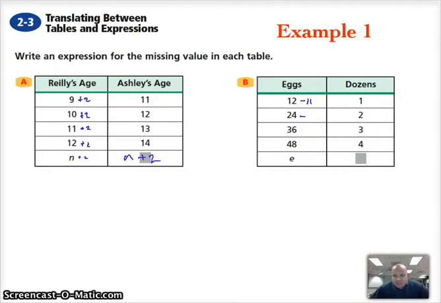Let's go try division because we know it's getting lesser. So let's try divided by 12. 12 divided by 12 equals 1. How about 24 divided by 12? Well, yep, that equals 2. 36 divided by 12, yep, that equals 3. 48 divided by 12, that equals 4. So if I had an E number of eggs, how would I find out how many dozen eggs there were? Well, it looks like I just have to divide by 12. Another way to write that would be E over 12.